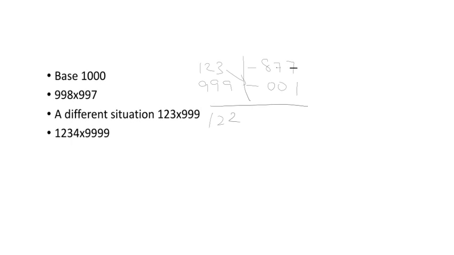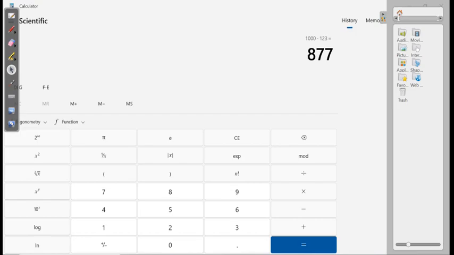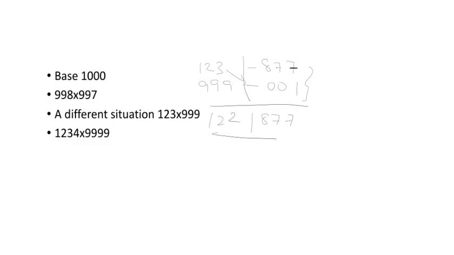And when we combine these two parts, we will get the answer as 122 and 877. Therefore, the answer for this product is 122877. Let me check the answer with the calculator. 123 multiplied by 999. The answer is 122877. Yes, we have obtained the same result there.